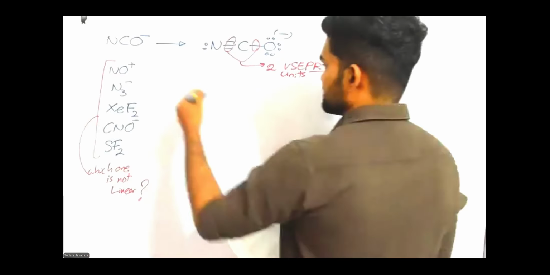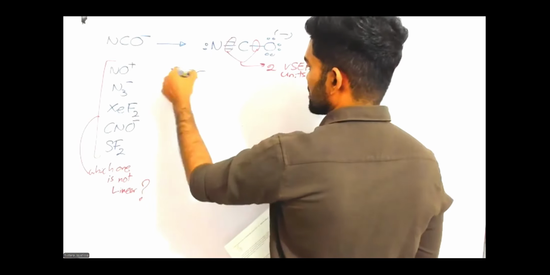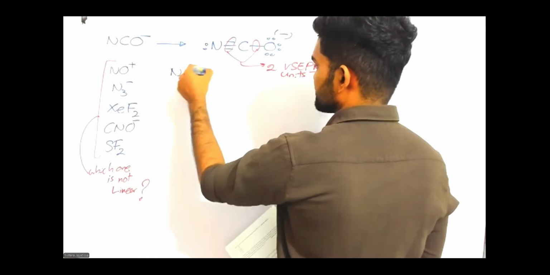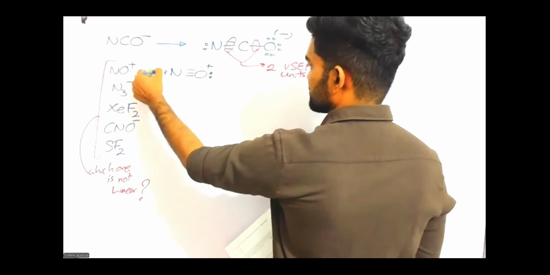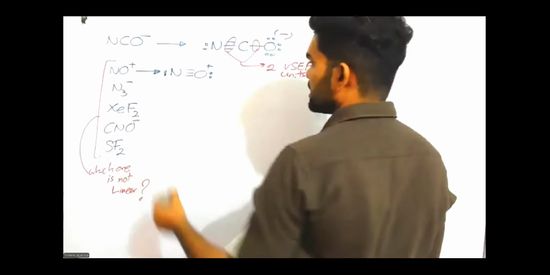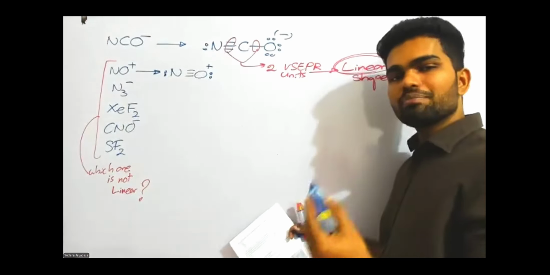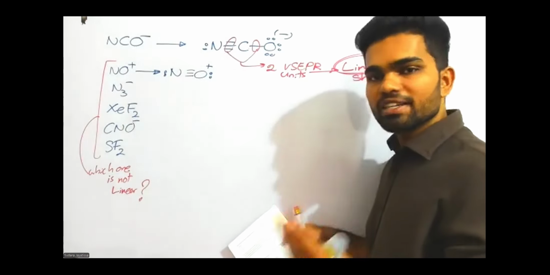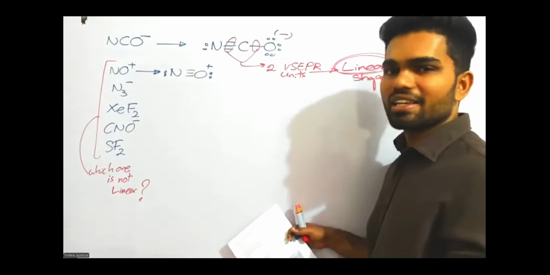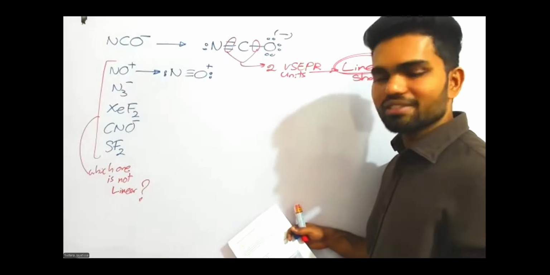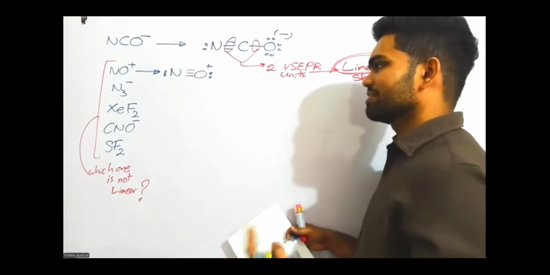Right, so NO plus, this is the Lewis structure. So it's linear. Basically, there are only 2 atoms. Every compound that is composed of just 2 atoms is linear. Nothing else can happen, no? Only 1 repulsion unit, so it's linear.